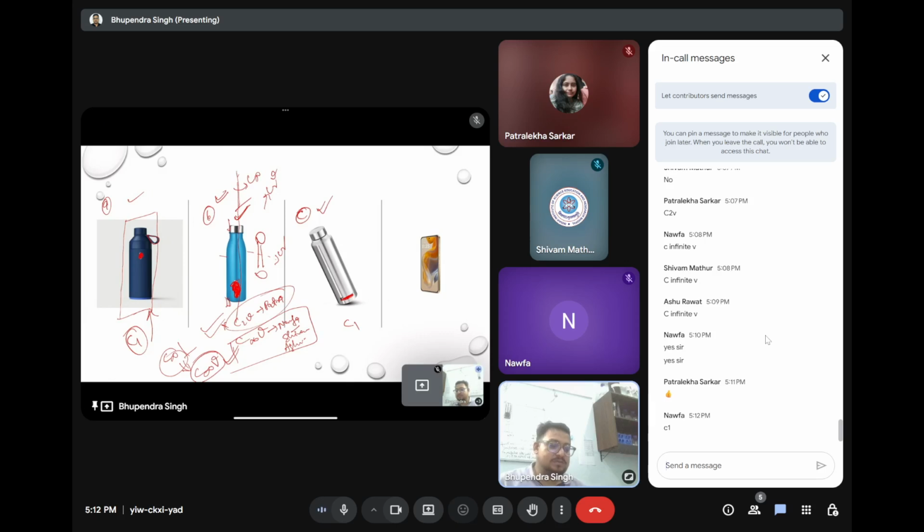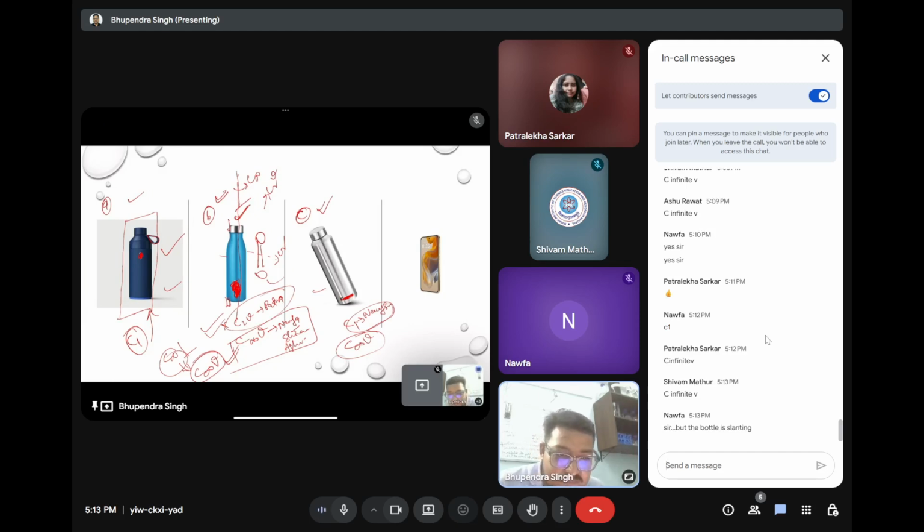So C1 is not the correct answer, Nafa. Now Patleka is back. He is saying C infinite V. Correct answer is C infinite V. So see, that is why I chose these examples. Three bottles I have shown. All of them look different. The point group of bottle A is different, but the point group of bottle B and C should be the same because there is no difference between bottle B and C.